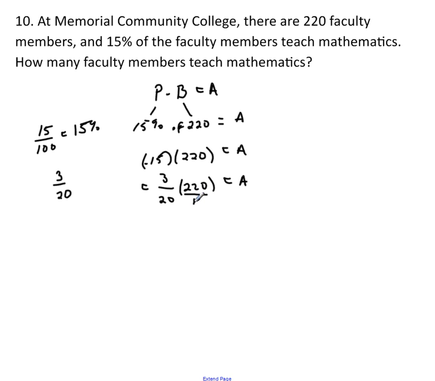Well, definitely, there's something we can divide out right now. We know that 10 is a common divisor of 220 and 20. And furthermore, 2 divides into 22 to give us 11. Well, this is a lot easier because 3 times 11 gives us 33, and so there are 33 math faculty at the Memorial Community College.